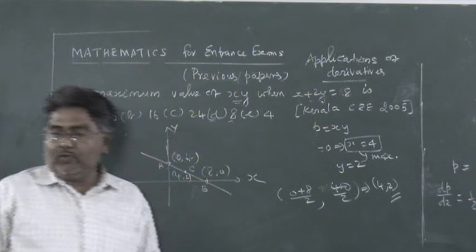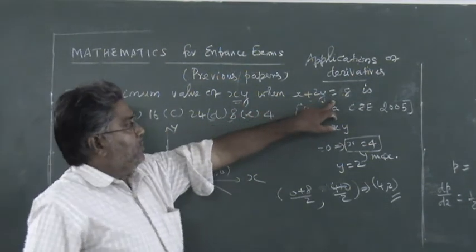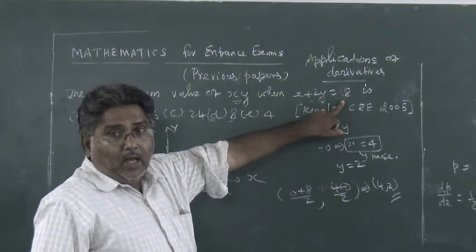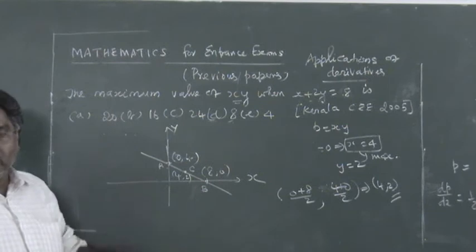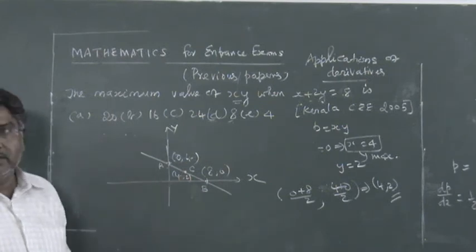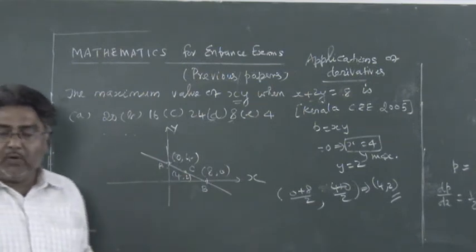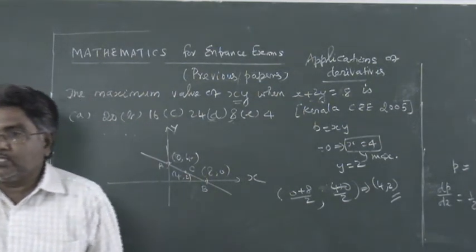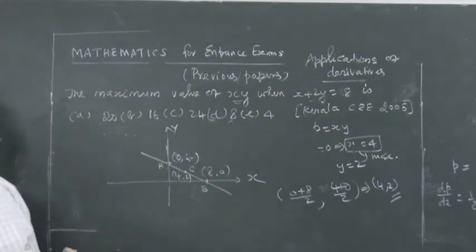There is a proof, of course. If you want to prove it, you can take a general equation ax plus by is equal to c, and then you can find the midpoint, and also find it by the differentiation method. You will definitely prove that the midpoint is the point for which the product of the x and y coordinates is maximum. But why should it be maximum?